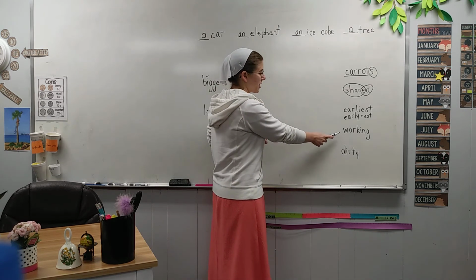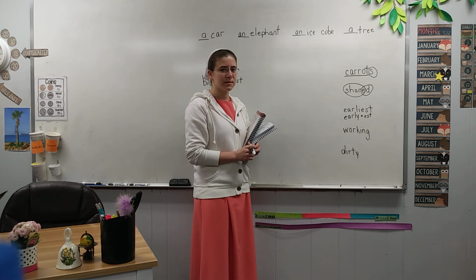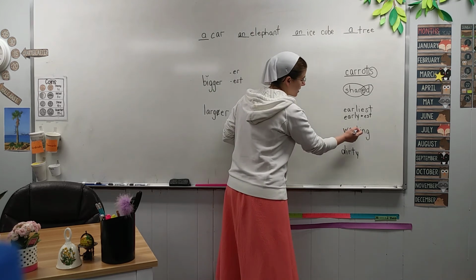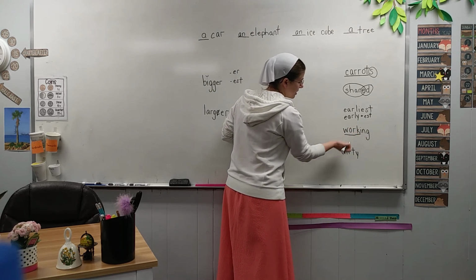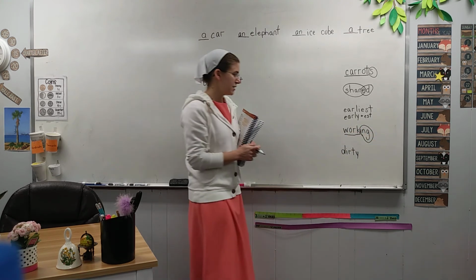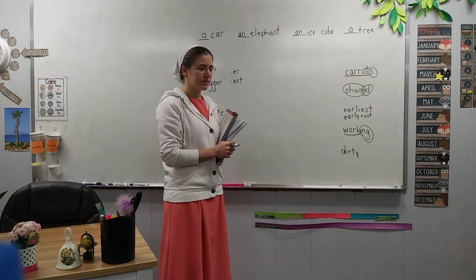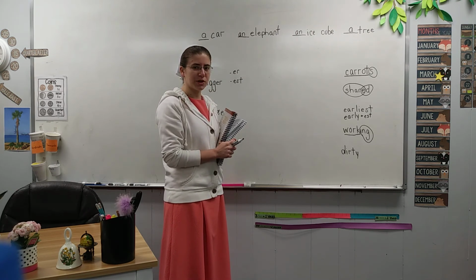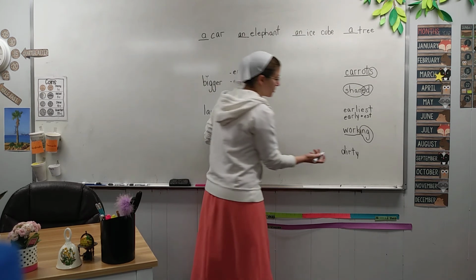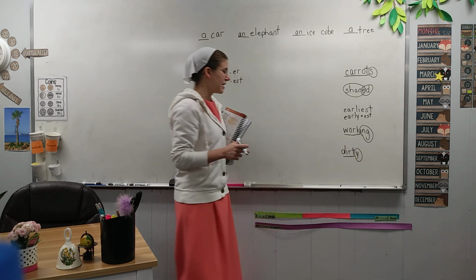All right, let's try working. What is the root word and what is the suffix? Work is the root word. ing is the suffix. Working. And the last one is dirty. Dirty. What is the root word and what is the suffix? Our root word is dirt, and our suffix is Y. Y says E.